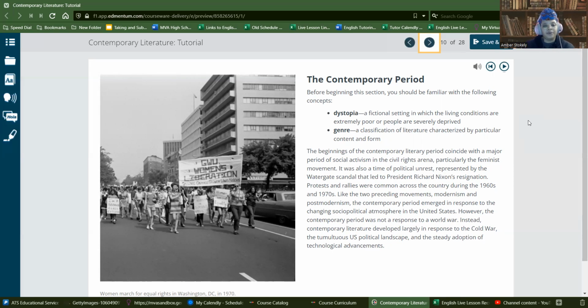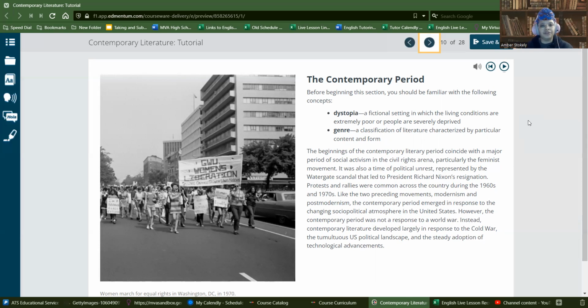The second thing to remember is dystopia. A dystopia is a fictional setting where the living conditions are extremely poor or people are severely deprived. Now, usually dystopias are used in science fiction. So you find, like, in the future, things are just really bad. But dystopias can exist in other genres besides science fiction.